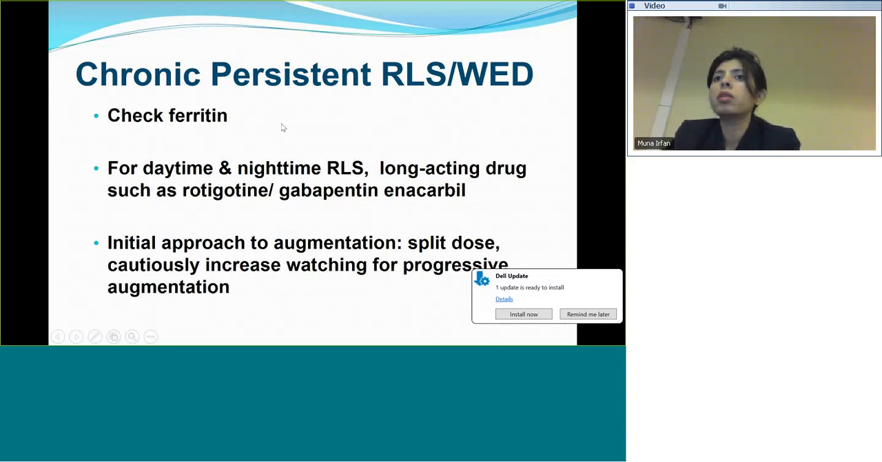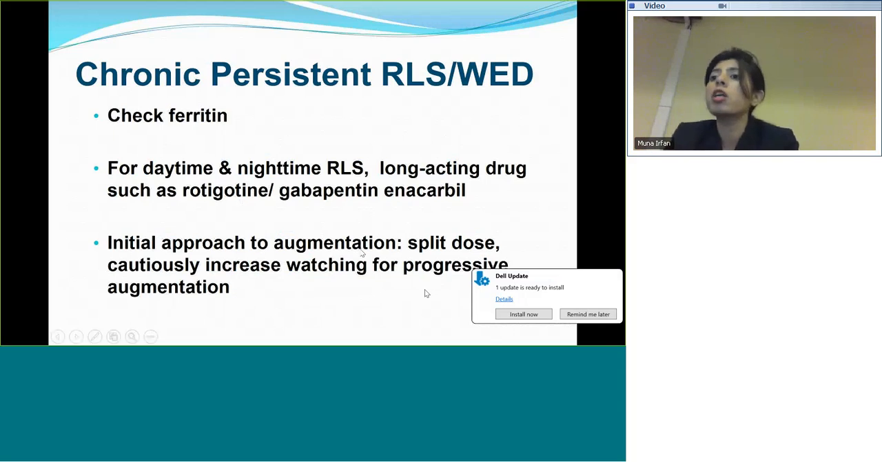So this is also discussing the same approach. Number 1, check ferritin first, just like we talked about, and then move on to the other agents. If somebody has not only nighttime symptoms, but also now the symptoms have been happening in the daytime, then longer acting drugs could be used, like rotigotine patch. Not only is it longer acting, it's also a patch, so that helps.